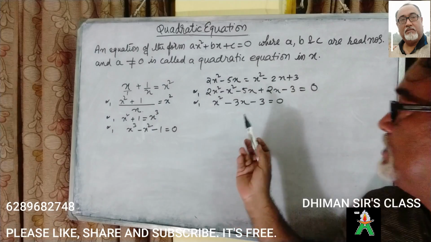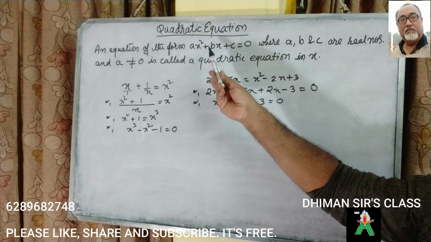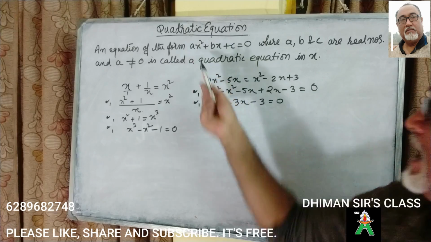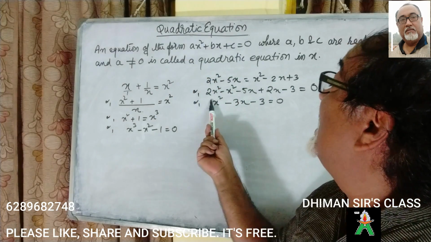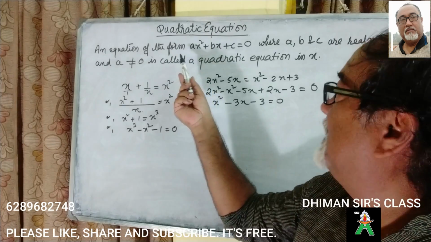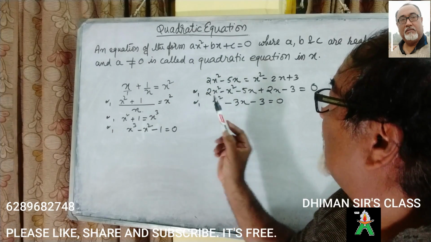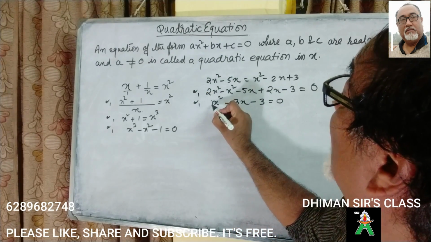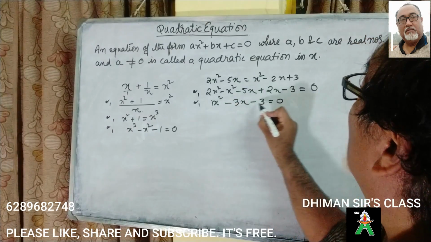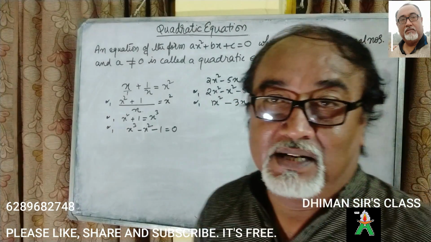Now, can you see? As I told, A may be positive, it may be negative. But A is 1 here. Nothing mentioned means 1. Don't think that A has become 0 here. No. There is nothing, which means A has become 1. So what is A here? It is 1. So, therefore, it is a quadratic equation.